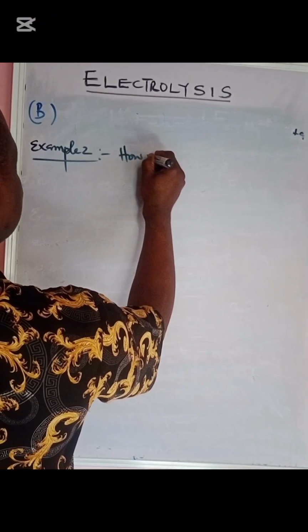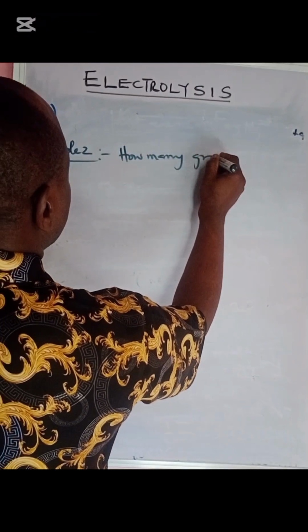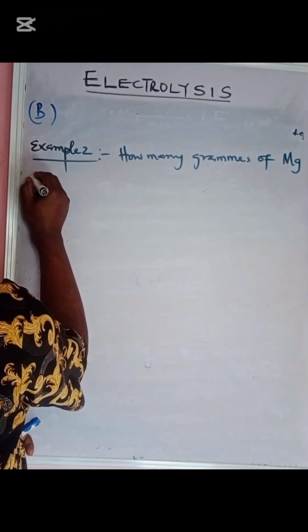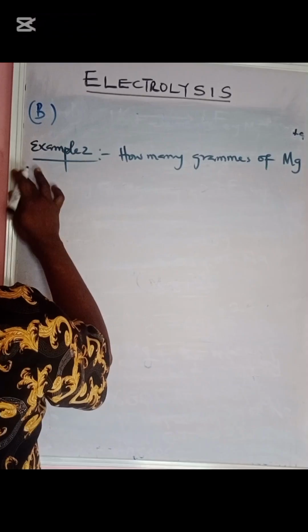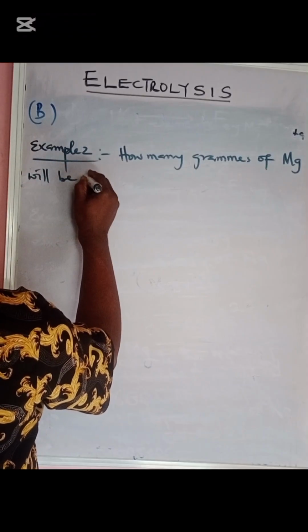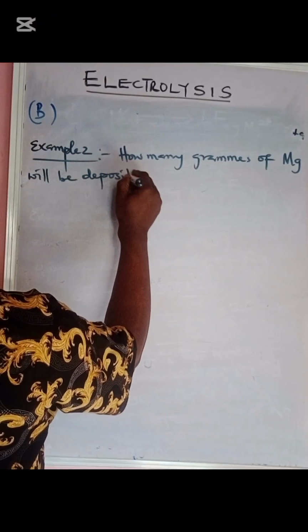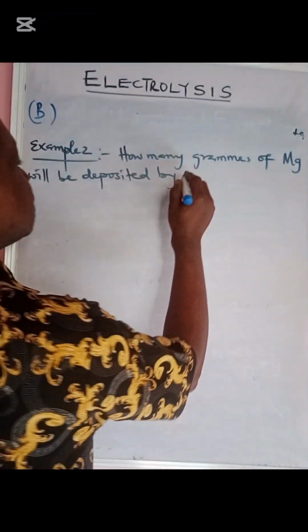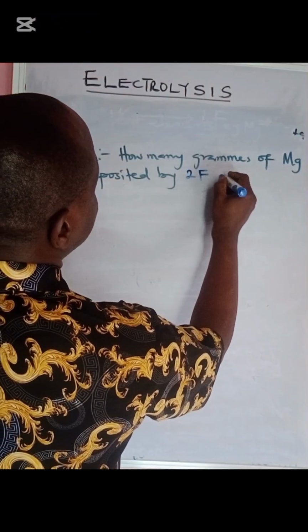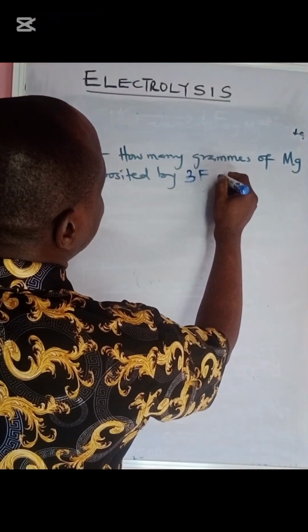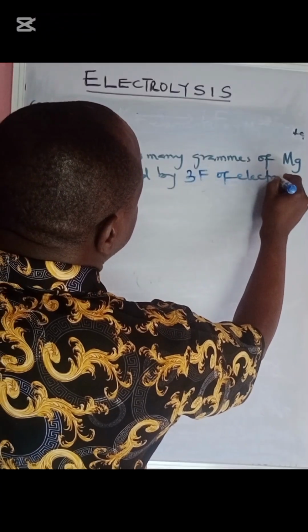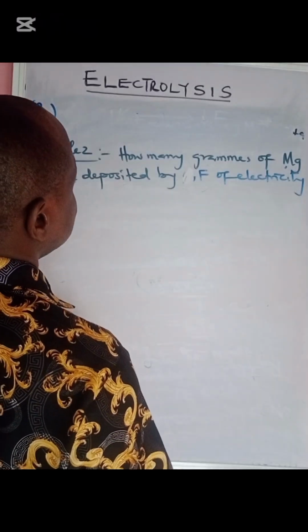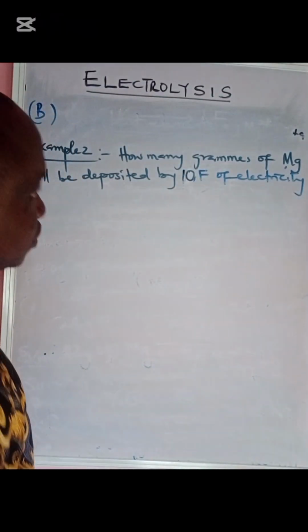Example 2. How many grams of magnesium will be deposited by 2 Faraday or by 3 Faraday of electricity? Let me say by 10 Faradays of electricity.